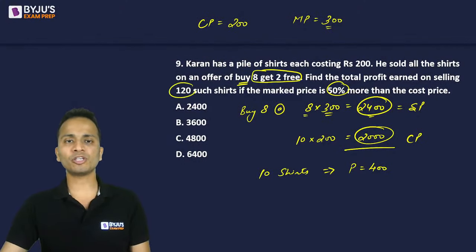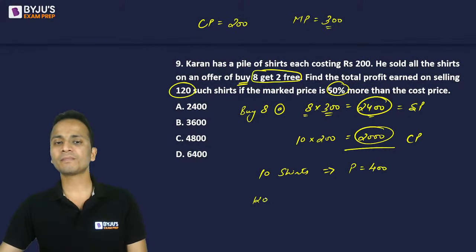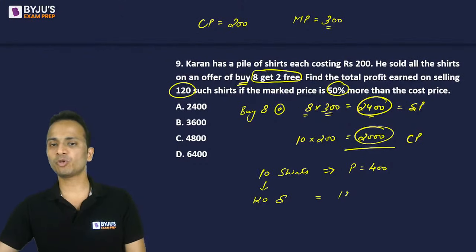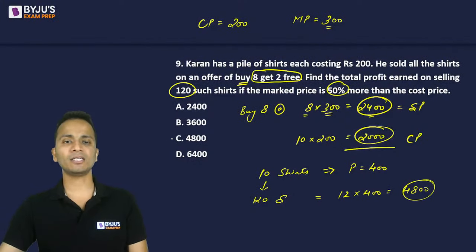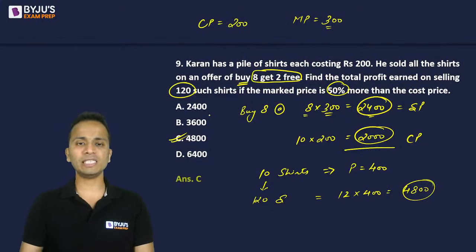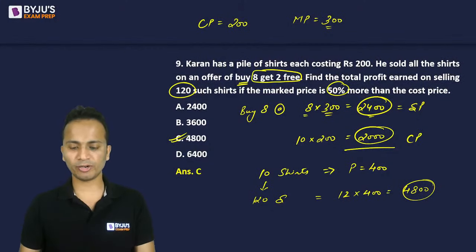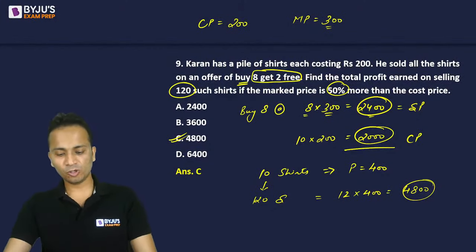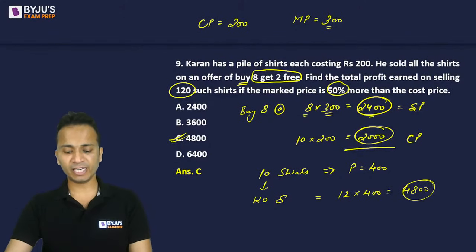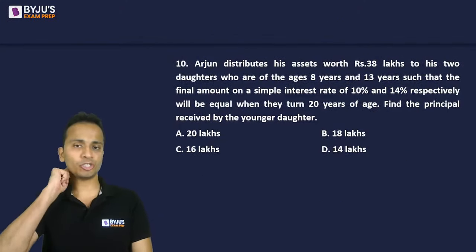Now the total number of shirts is 120, right? So 120 shirts. So 10 multiplied by 12 is 120. So the total profit will be 12 into 400, and that is 4800. Simple as that. So the correct answer should be option C, that is 4800. All right. Great. So some of you have given a correct answer, definitely. Saurav, Ashmita, Prathamesh, and Vaibhavi. All right. With this, let's move on to next question, question number 10.